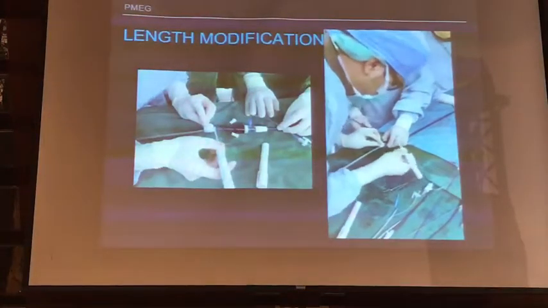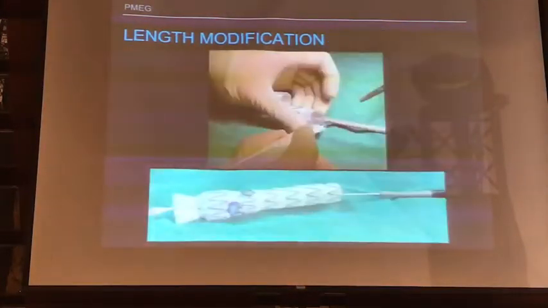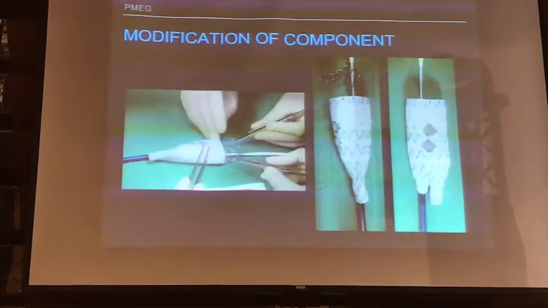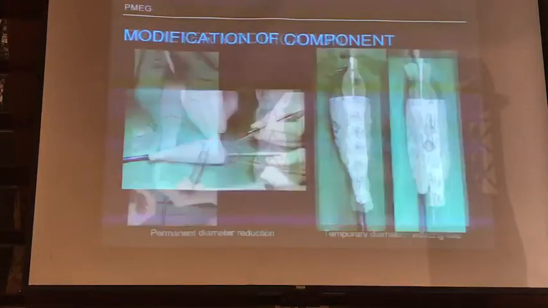This is the length modification. We cut at the distal end of the back of the graft, and the thing is that we cut the fixation of the graft with the delivery system. So let's be aware that we can control the graft distally properly. The very common modification of components is we cut out the bare stent at the top of the graft to avoid some problems which can occur with the bare stent.